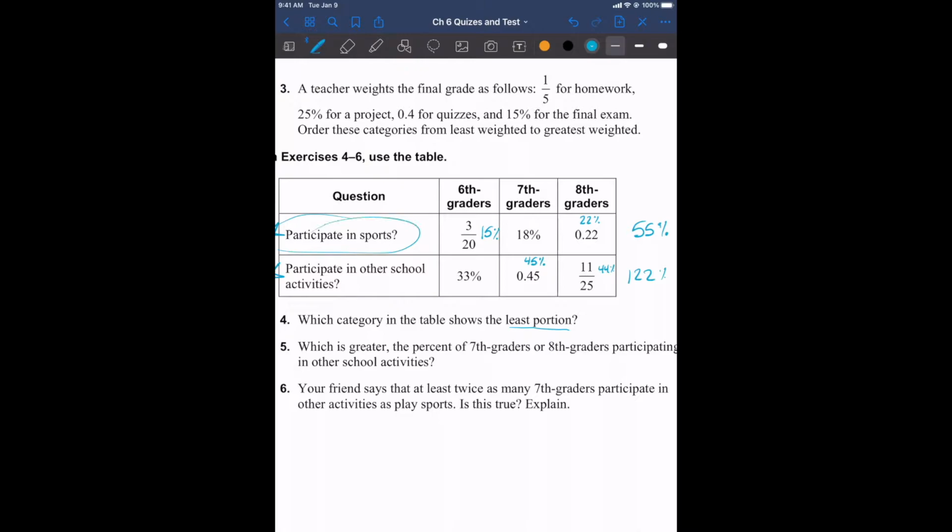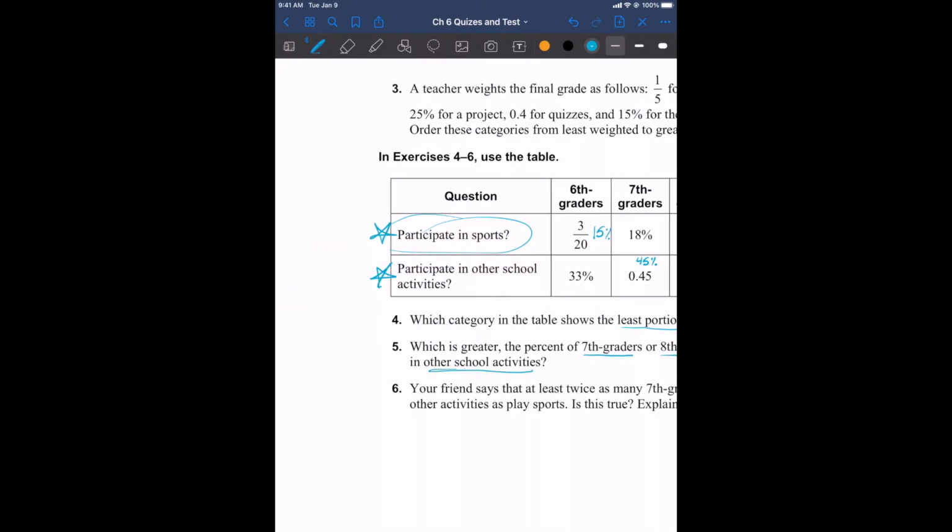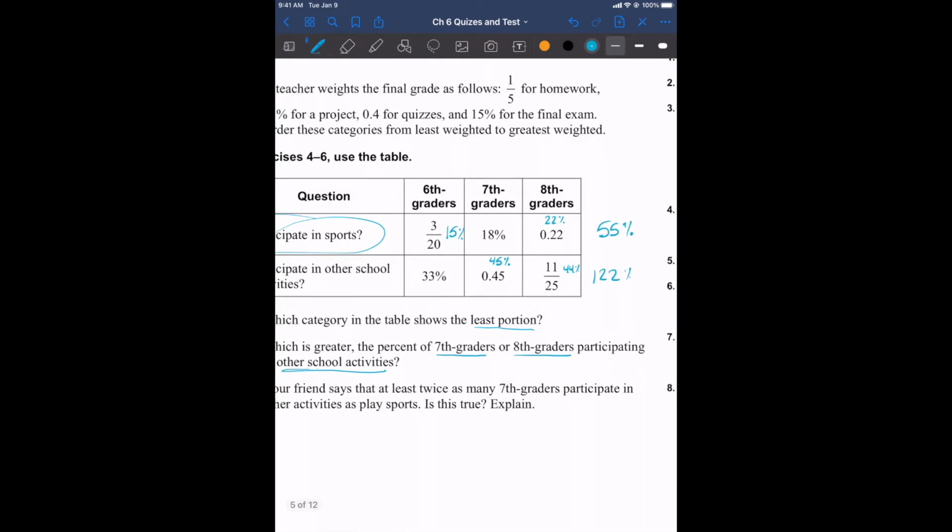This one. Which is greater, the percent of 7th graders or 8th graders participating in other school activities? So we're comparing 7th graders and 8th graders. Which one is greater? Yep, obviously the 7th graders.